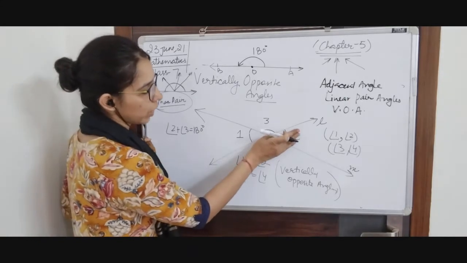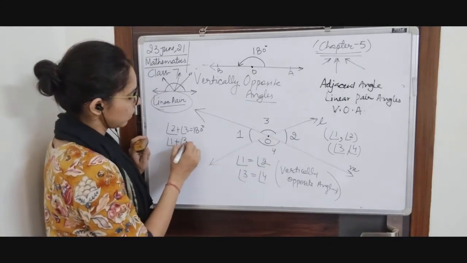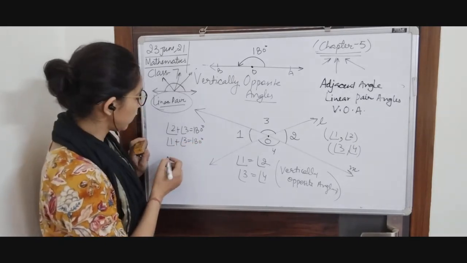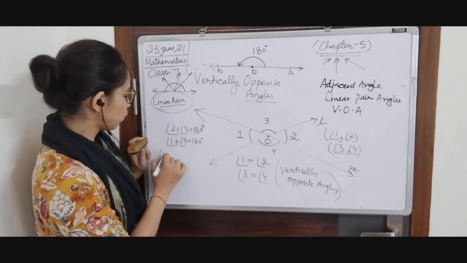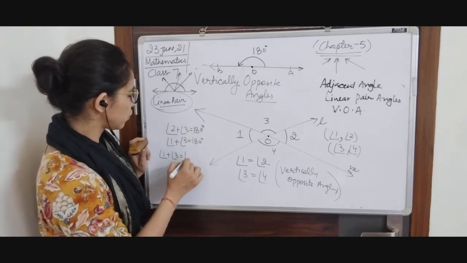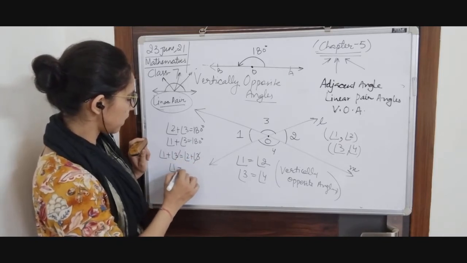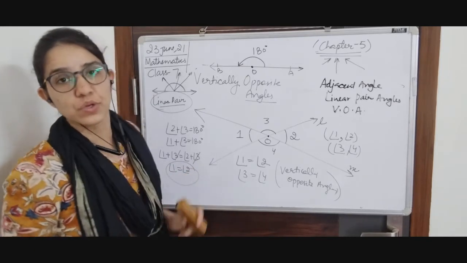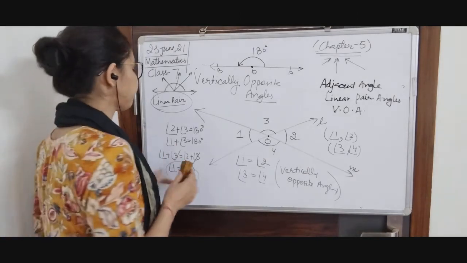Also, now we are talking about line L. Angle 1 plus 3 is also 180. Again, because they are lying on a line, they are forming a linear pair. So if the right hand side is equal, their left hand side should also be equal. 2 plus 3, we can cancel this with this, implies angle 1 is equal to 2. Similarly, we can prove angle 3 is equal to 4. We are going to use this result directly.